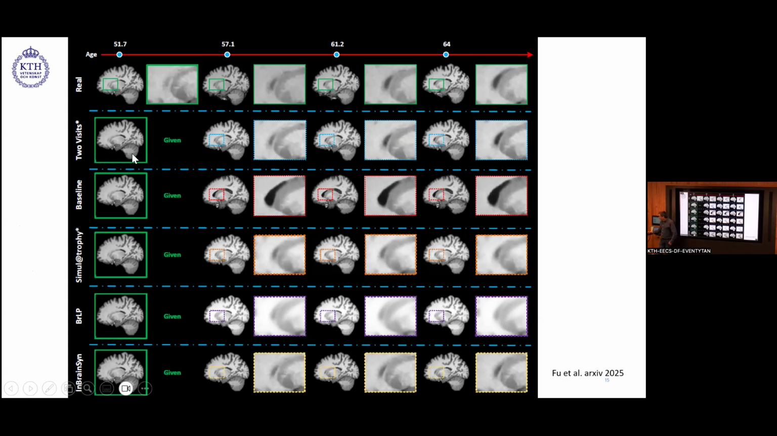Of course, the 2 visits is, as expected, the best one because you are using way more information. But just using the templates is not that bad. I think it's very reasonable compared to other methods that also use one image.